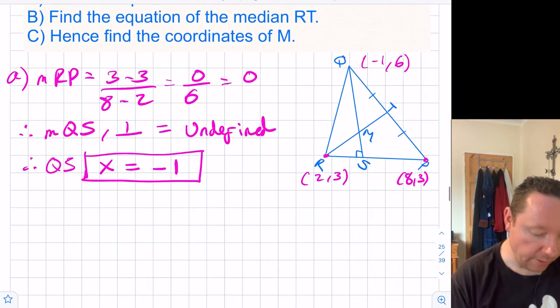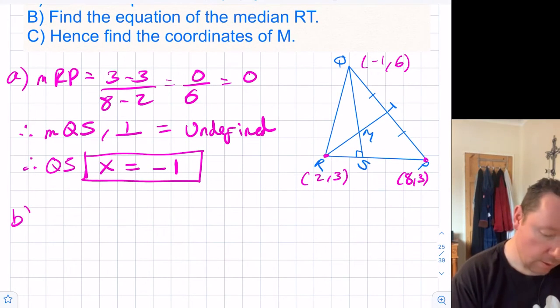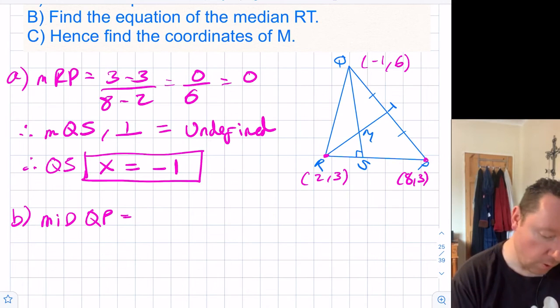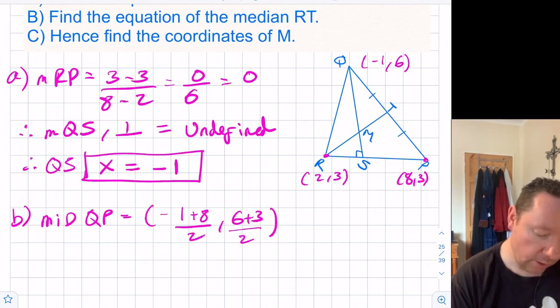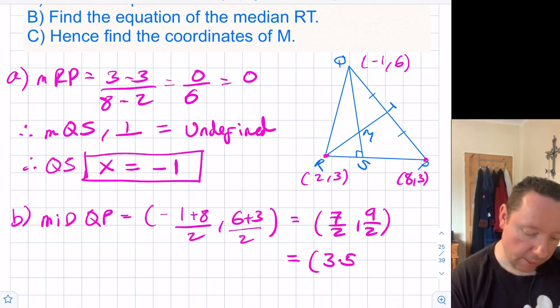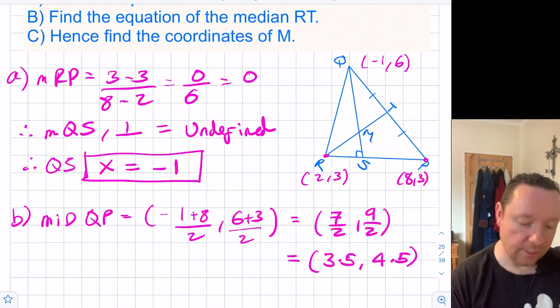Find the equation of the median RT. So we need the midpoint of Q and P. Just keeping our wits about us, the median goes this way, to the midpoint of these two. So that's minus 1 plus 8 divided by 2, and 6 plus 3 divided by 2. That's going to give us some fractions: 7 over 2 and 9 over 2. But let's make them decimal numbers, 3.5 and 4.5, just because it'll be easier to see the gradient in a minute.